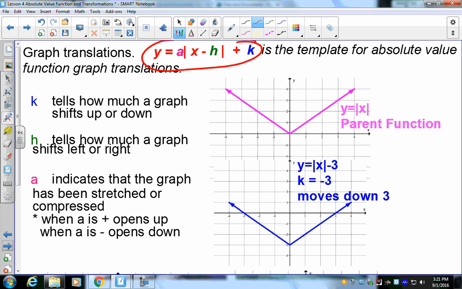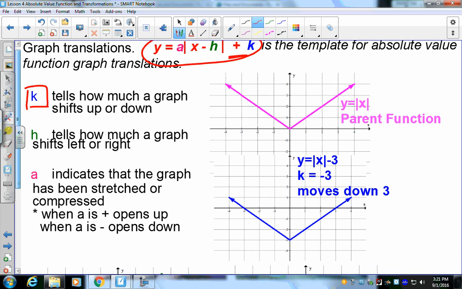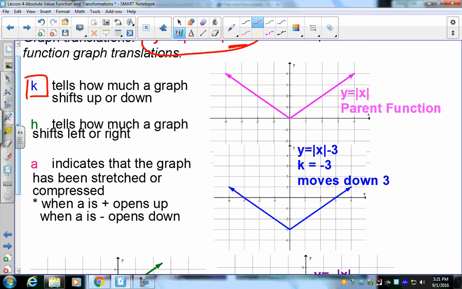Let's start by taking a look at k. K is a number that's being added or subtracted outside the absolute value bars, and it tells you how much your graph shifts up or down, in the expected direction. If we look at this blue graph over here to the right, I have the function y equals the absolute value of x minus 3. Notice the minus 3 is outside our absolute value bars, so that's telling me that my graph is moving down 3.